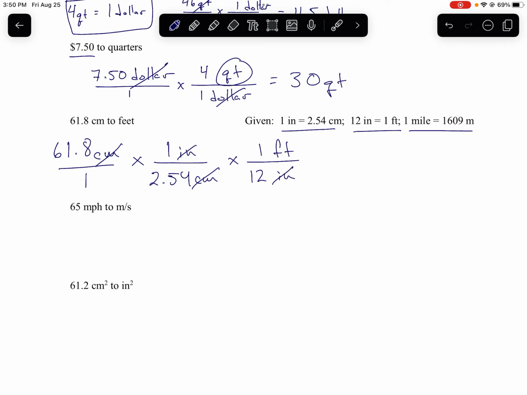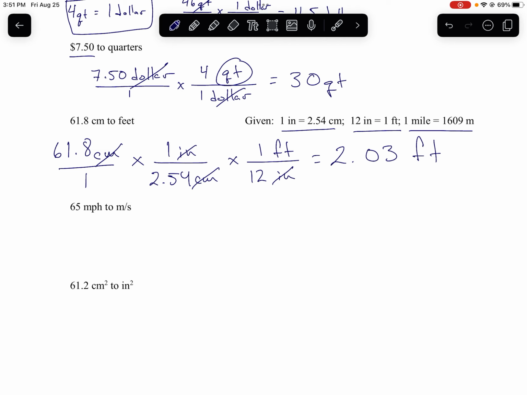Inches cancel out. All right, and taking a look, units are good. I've got feet. That's the only thing I want. So I'm ready to calculate. I'm going to take 61.8, divide by 2.54, and then divide that by 12. That's going to give me 2.03 feet.